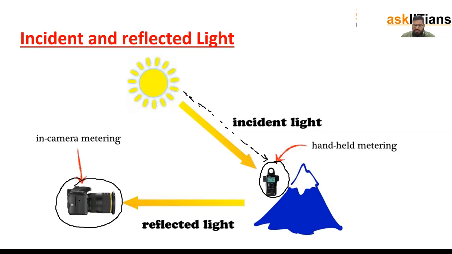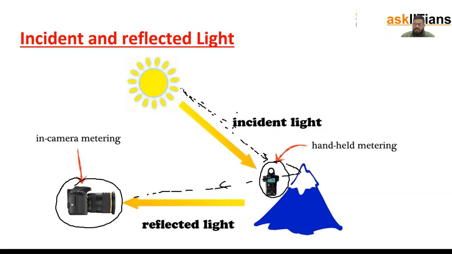But what is the case in the camera? If you are capturing an image in a camera, you are using reflected light. How? The light from the sun will be incident on the mountain like this. It will get reflected and reach the camera lens like this. So basically in a camera, you are using the reflected light to get the image. In handheld metering, you are using the incident light to get the results. So the basic difference is clear.